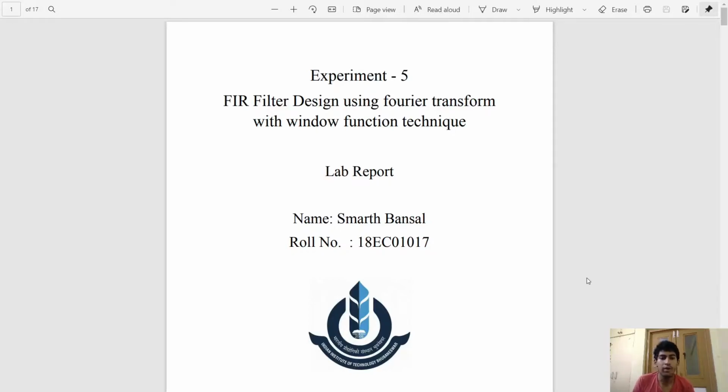Hello everybody, today we'll be designing two FIR filters, the low pass filter and a high pass filter, using the Fourier transform with window function technique.